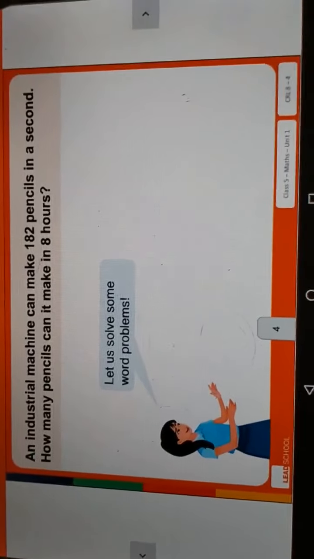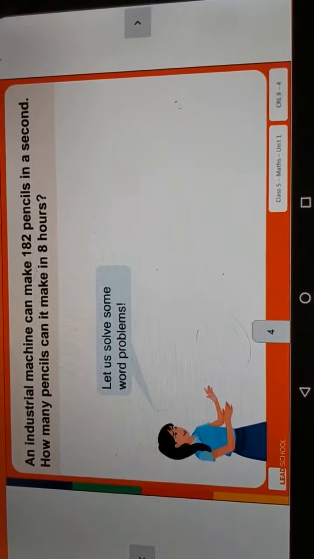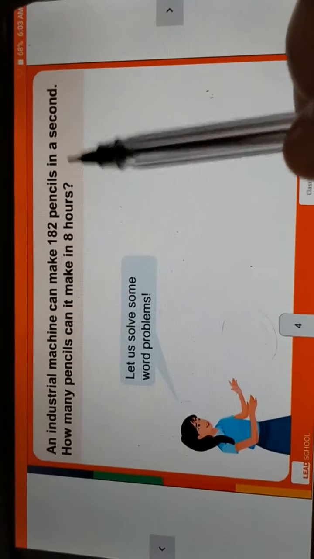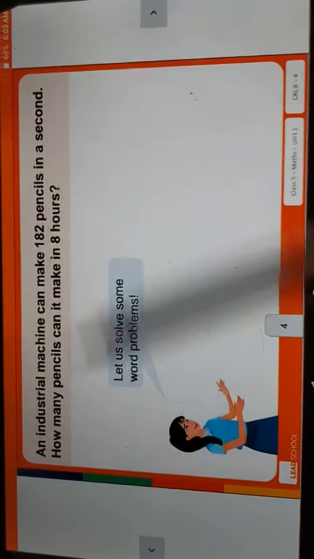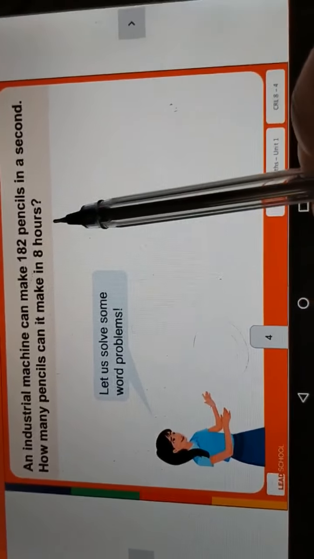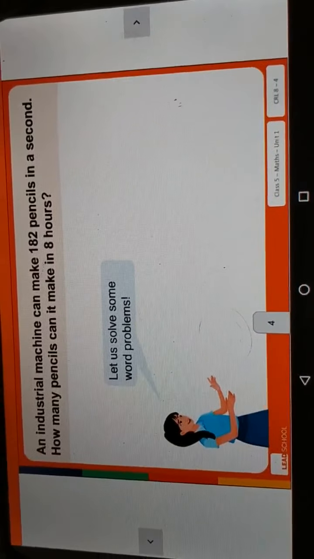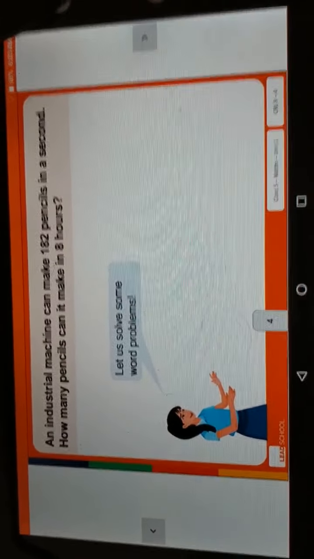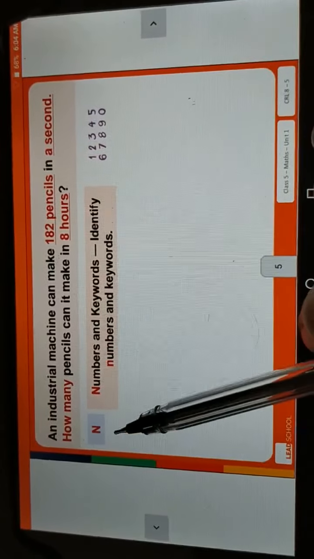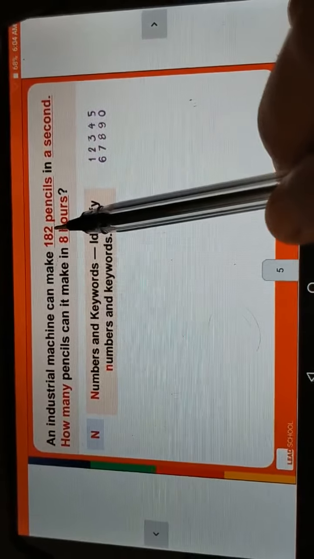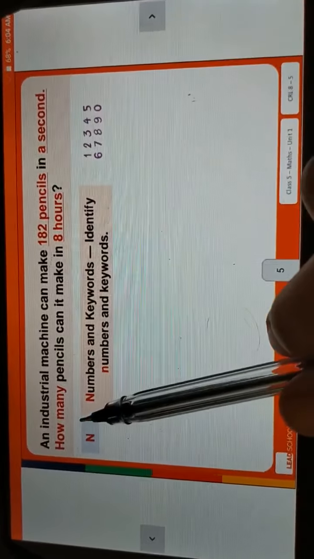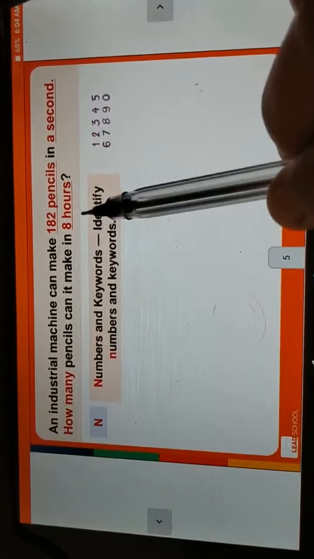So an industrial machine can make 182 pencils in a second. How many pencils can it make in 8 hours? So let's solve the problem. First of all, we have to find the numbers and keywords. So the numbers are 182 pencils, and the keywords are a second, how many, and 8 hours.